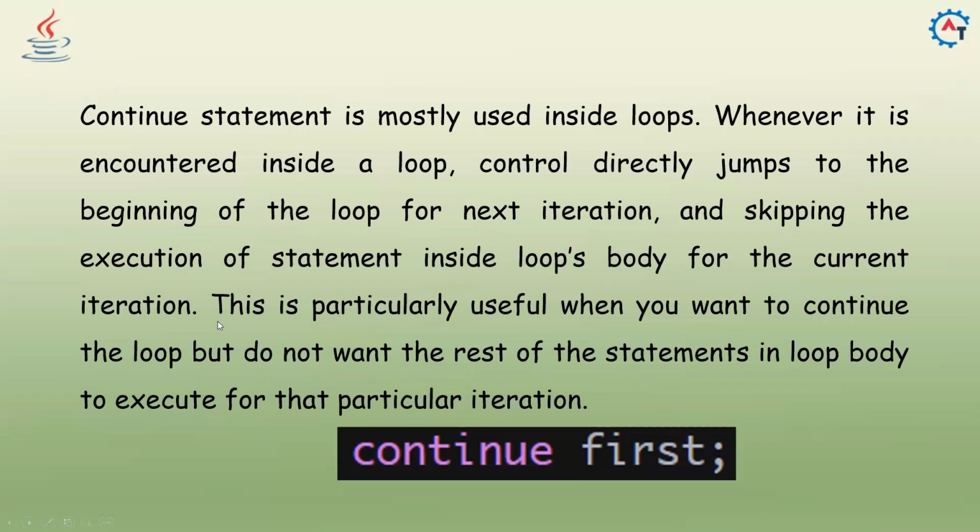So inside a loop, if we see a continue statement, it will directly jump to the starting point of the loop and skip the rest of the execution. This is particularly useful when you want to continue the loop but do not want the rest of the statements in the loop body to execute for that particular iteration. The syntax will be continue and then the label name. Normally the continue is continue and then a semicolon, but for the labeled continue it is continue, the label, and then a semicolon.